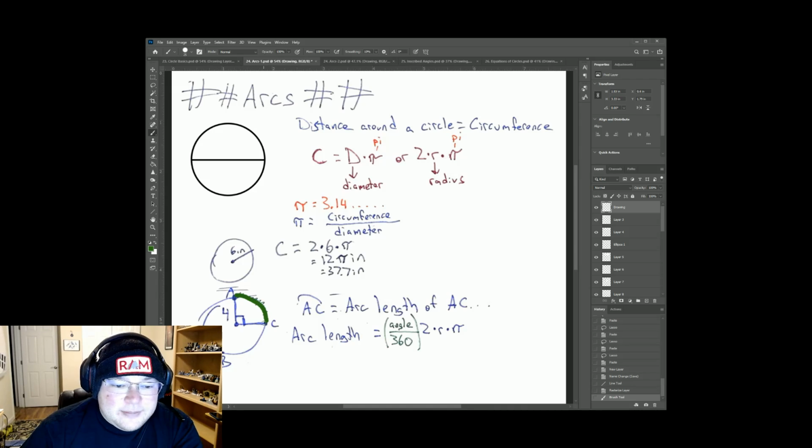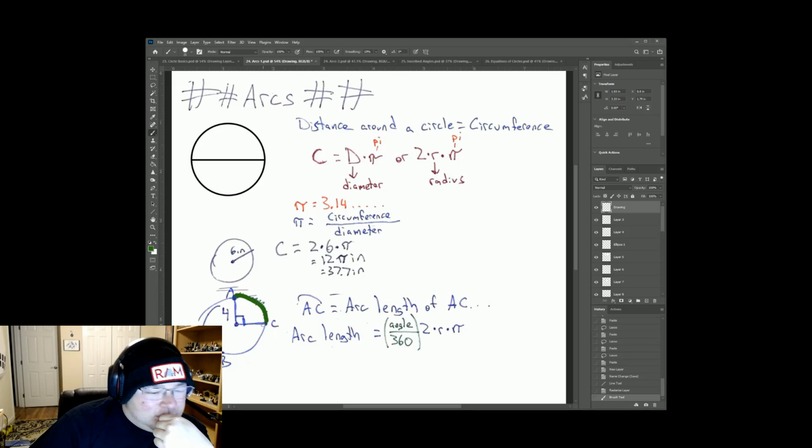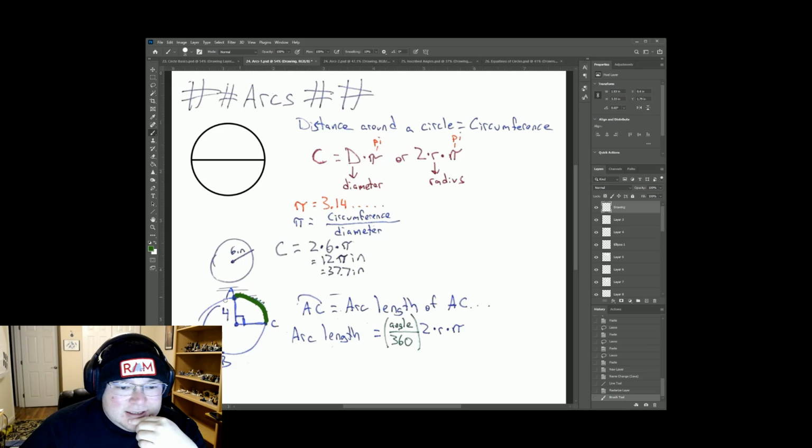So if you think about it, and I'm pretty sure some of you are right now, this whole thing is 2 times r times pi, which would be 2 times 8 times pi. But this is just 1/4 of it. So a lot of you, I'm pretty sure, would have just said, oh, let's just do 8 times pi and then cut it.